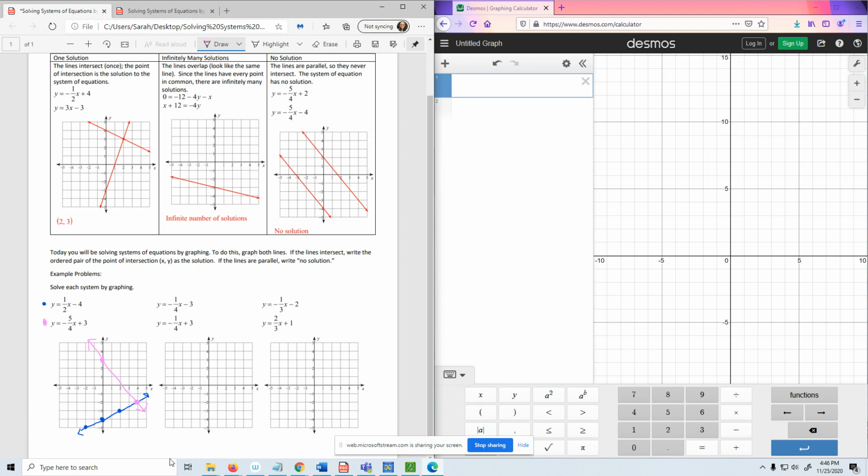So my two lines do intersect. They intersect in exactly one point. That point is right here. The x-coordinate of that point is 4. The y-coordinate of that point is -2. So I don't need you to tell me the words one solution. I just need you to tell me the ordered pair for where they cross, which for this one is (4, -2).